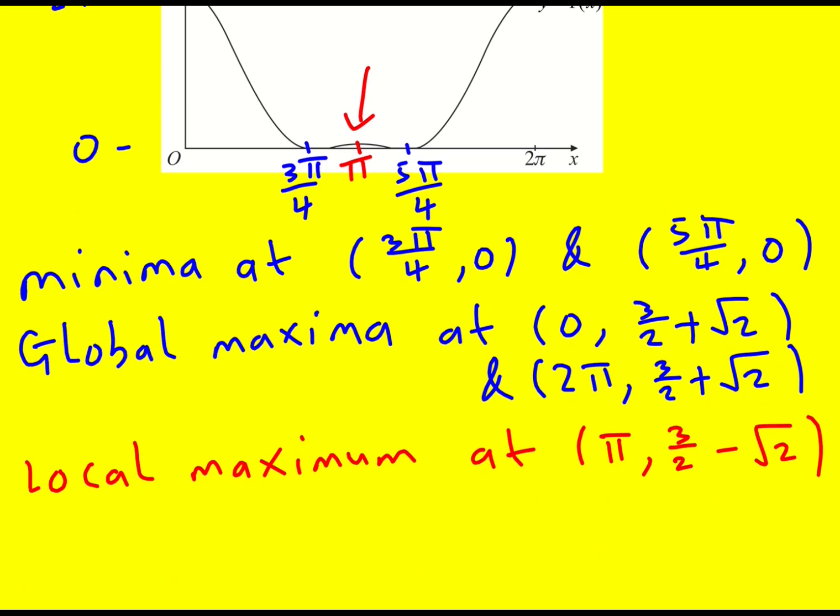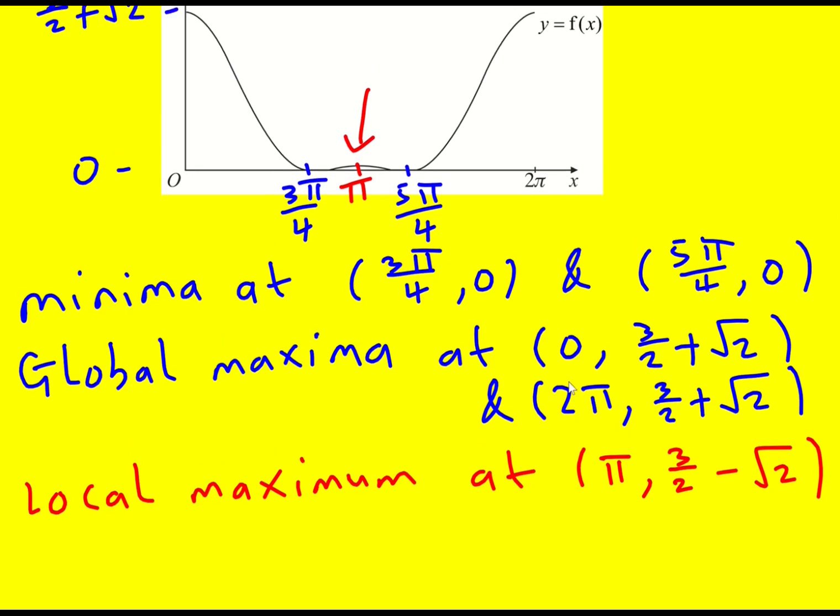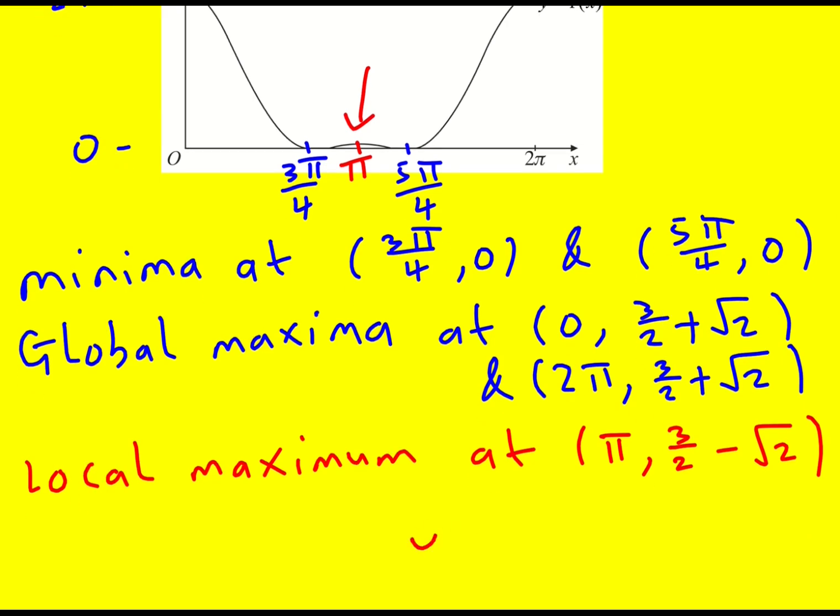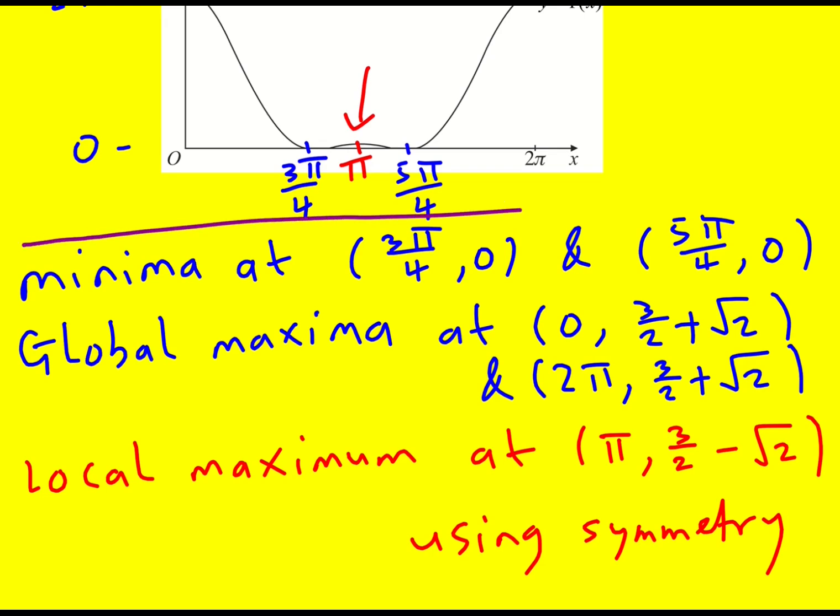If you want to be really careful, and actually the mark scheme does this, then you could differentiate the function, and you'll see that there is a solution when x is equal to pi. I'm just going to write using symmetry. I feel that's justified. So there we have it. These are all our maxima and minima.